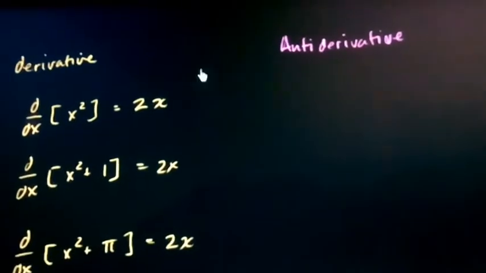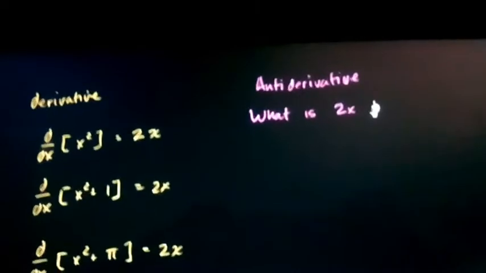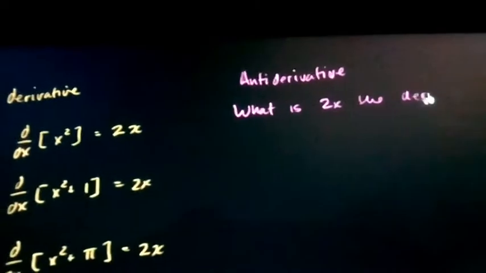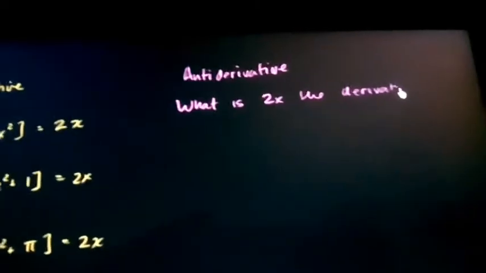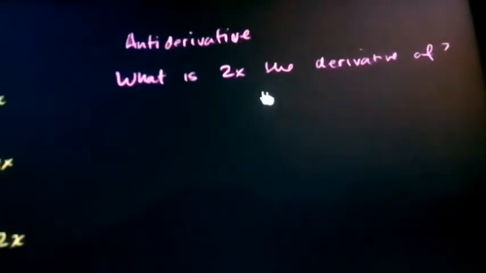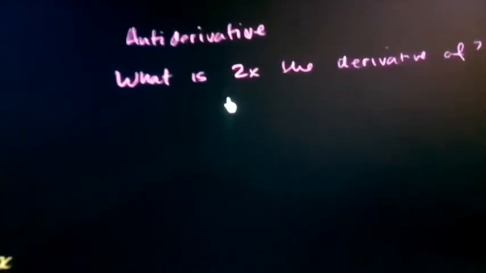So if someone were to give you 2x, if someone were to say 2x, let me write this. So if someone were to ask you, what is 2x the derivative of, they're essentially asking you for the antiderivative. And so you could say, well, 2x is the derivative of x squared.